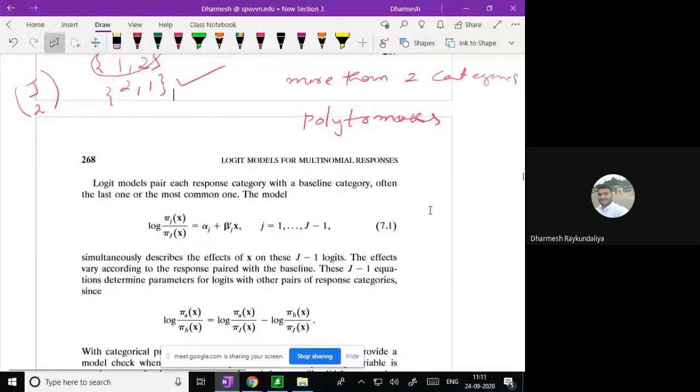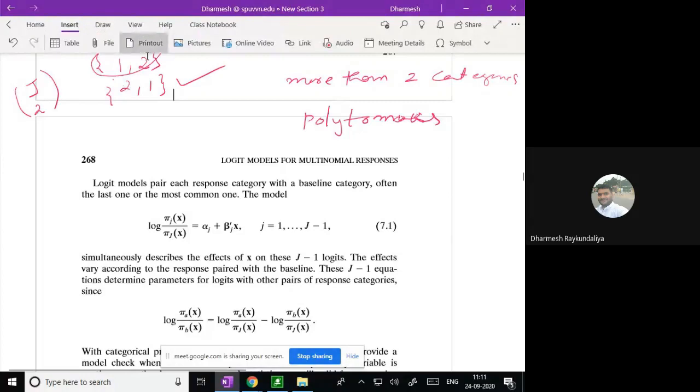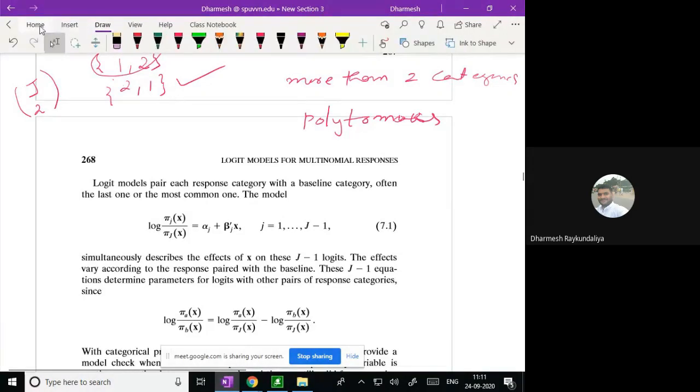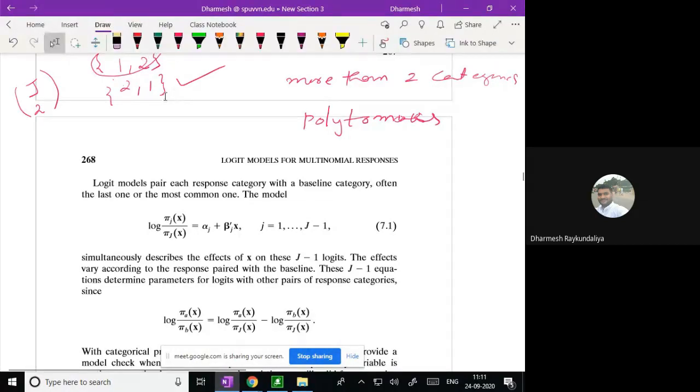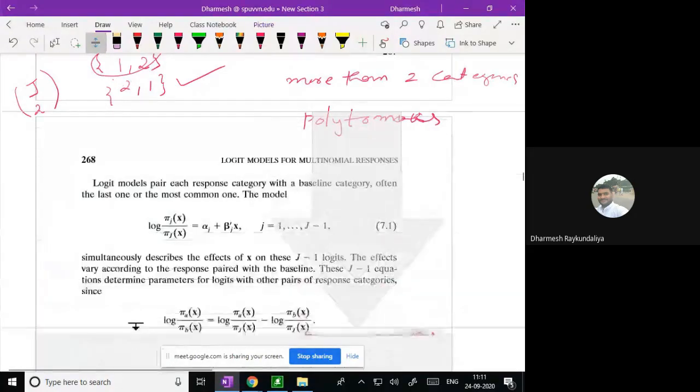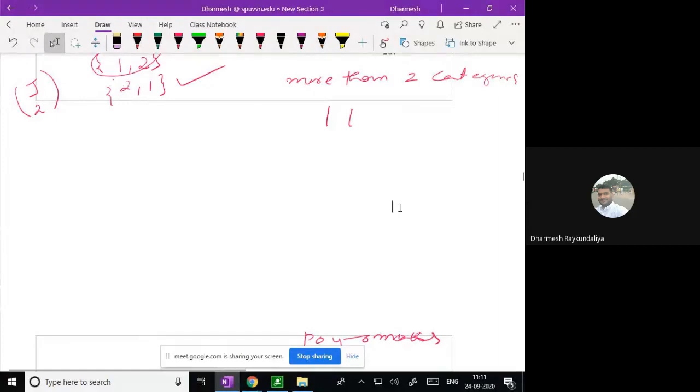So if you remember, what we said in binary logistic regression is that pi is nothing but the probability that y takes value 1 given a value of x.